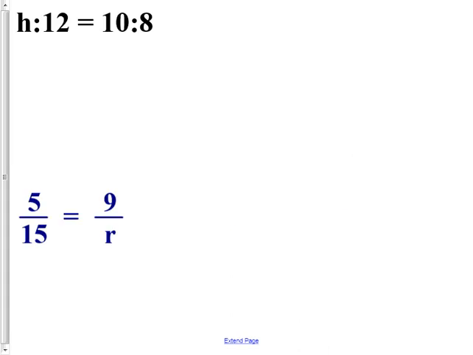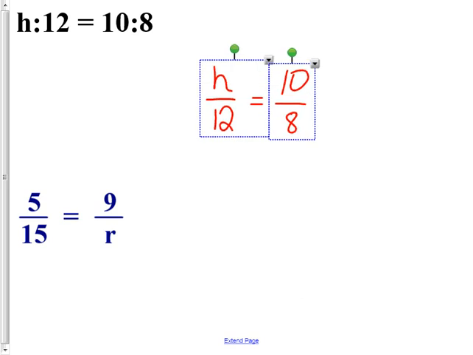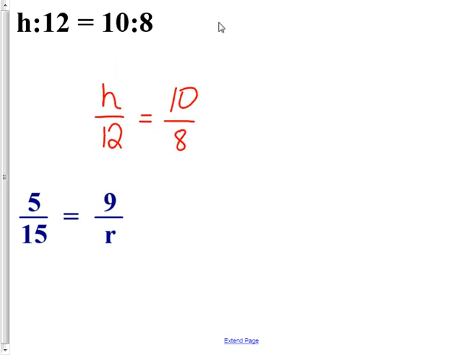Now, the next one that we're looking at, a ratio of h to 12, again, I want to write this in fraction form because it's going to be easier, is equal to a ratio of 10 to 8. There's no whole number that I know that I can multiply or divide 12 by to get 8. So I'm going to look for another method. And this is where I'm going to get into my algebra method. I can use cross products here and do 12 times 10 is one of my cross products, and 8 times h. And I know that in a proportion the two cross products have to be equal.